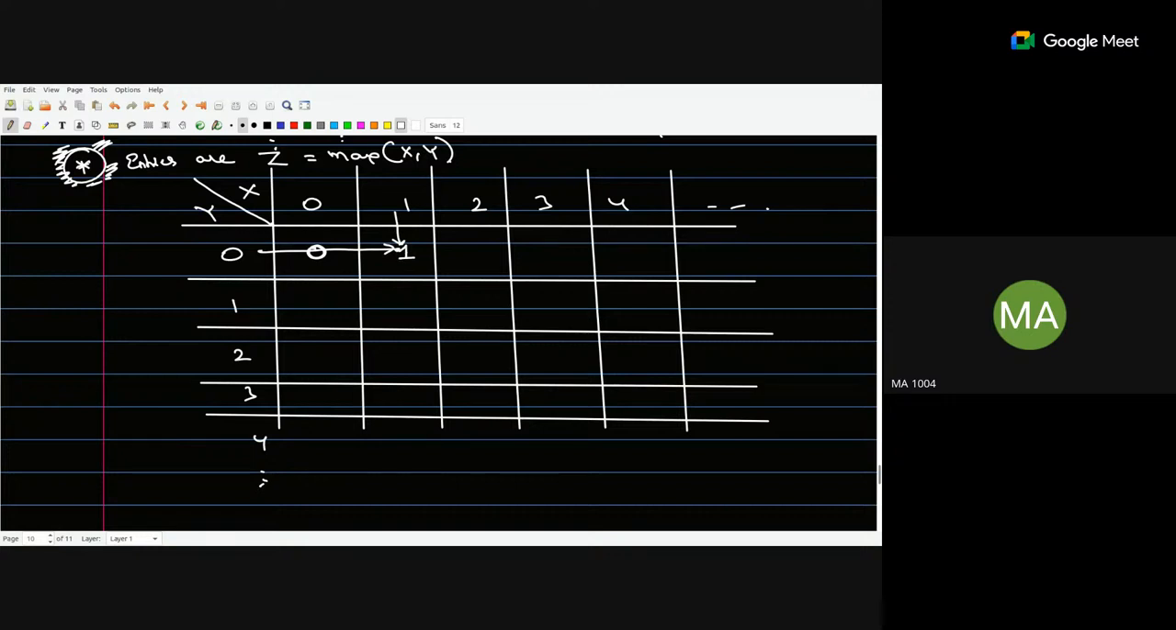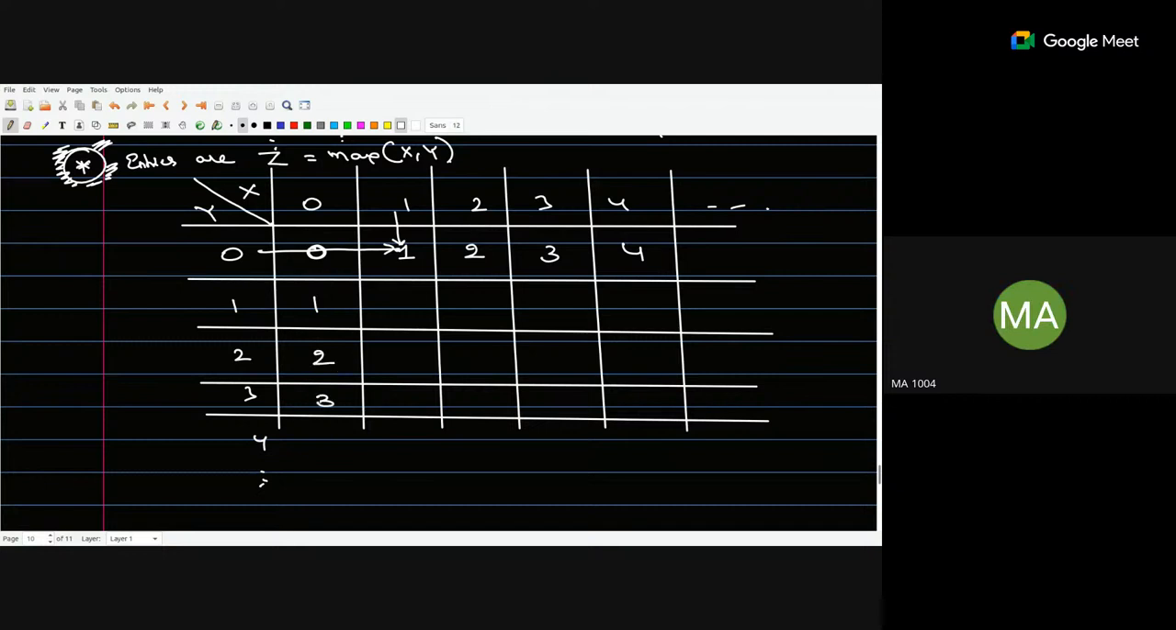Similarly, I will fill this table. What will be this entry? 2. It is max of 2 comma 0, which is 2. So similarly, this will be 3, 4, here if I come, it is 1, 2. Yes, someone raised a hand, Subrat. Sir, the ranges are of x and y, and the entries are of z, which is a function, the maximum of x and y, right? Right. So this is 2.